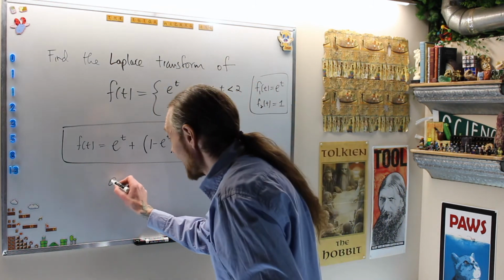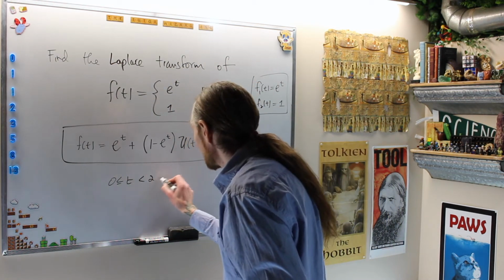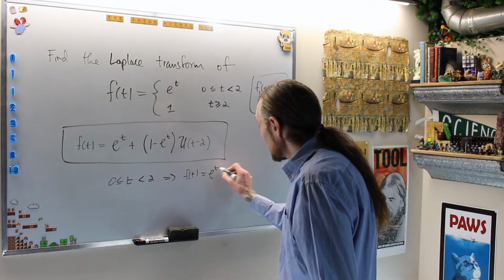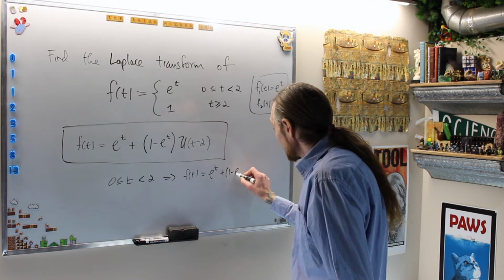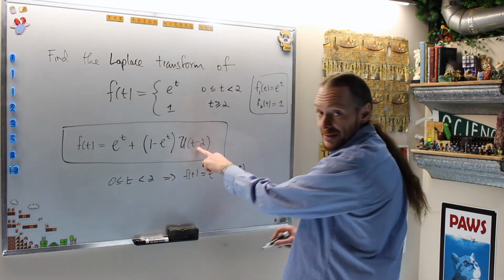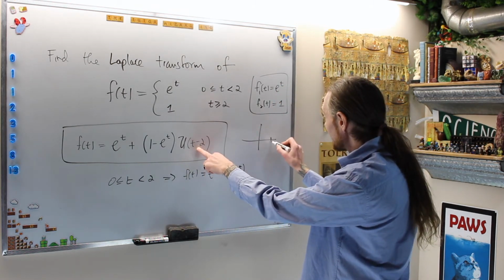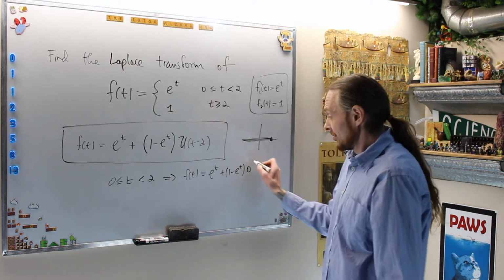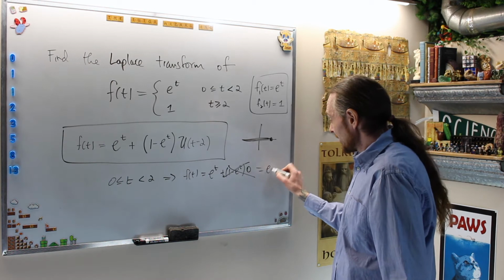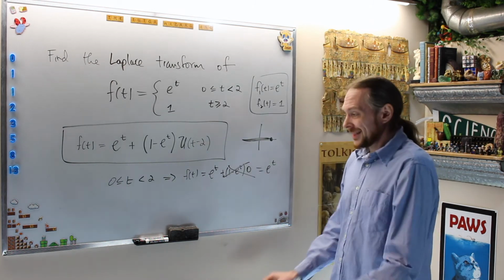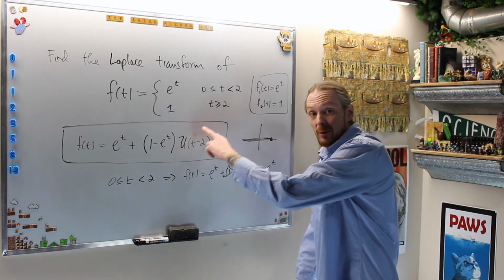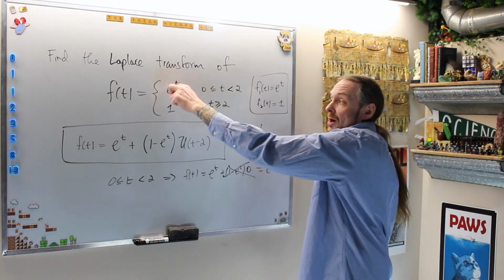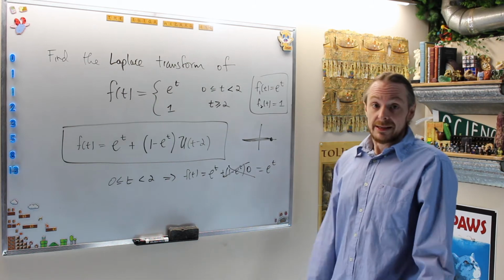Let's look at that. When t is between 0 and less than 2, this says f of t is equal to e to the t plus 1 minus e to the t times u of t minus 2, but we just looked at that. If t is less than 2, u of t minus 2 is 0. So that is just e to the t, the first function. And so what that's saying is in this interval, that function will be off. So it killed this term, and in this interval, it's saying you are just e to the t.